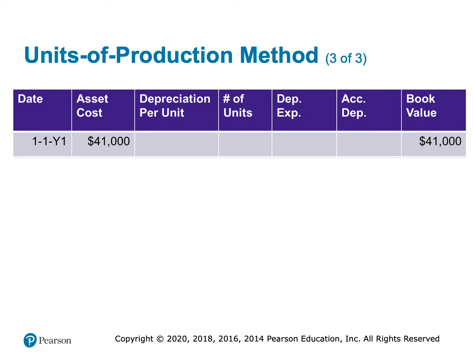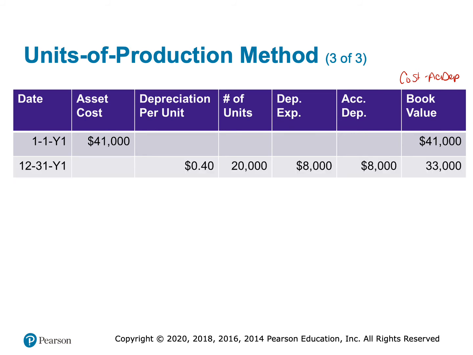Notice in year one, we still have the asset cost of 41,000, which makes the book value 41,000 because we have not recorded any depreciation yet. I just want to write up here, remember that book value is cost minus accumulated depreciation, just so we remember. So at the end of year one, we already said we know our depreciation is 40 cents per unit.